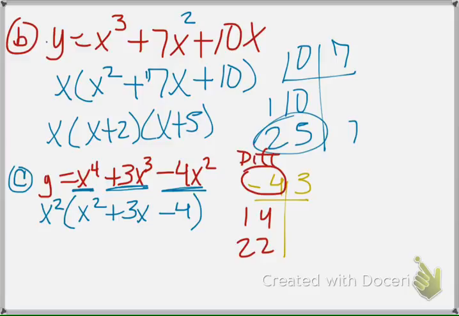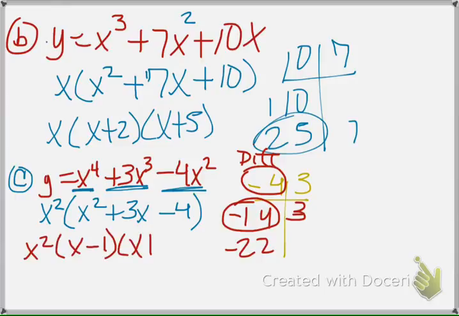Is it the 1 and 4? So I'm looking for a positive 3, so that means my smallest number has to be negative, so it has to be this guy. It would give me the 3 that I'm looking for. So this becomes x squared, x minus 1, and x plus 4. So we're just looking for factors, that's it.